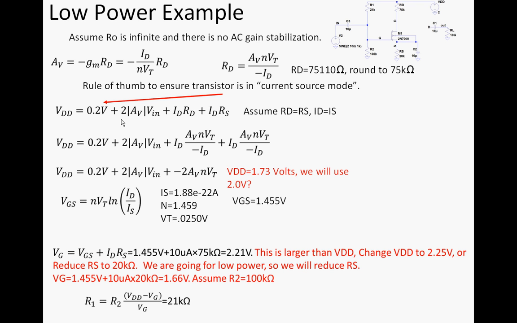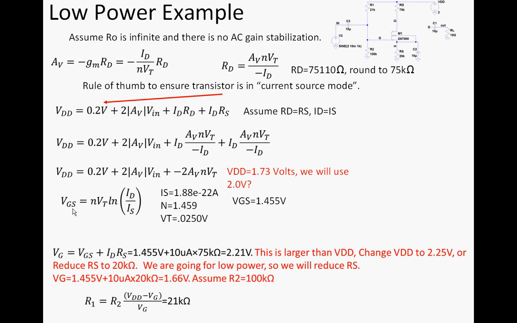Now, of course, the gain is swinging around and changing VDS, so you have to add that. Then you have this voltage drop, and then you have that voltage drop. Now, yes, I did assume that there was no AC gain stabilization due to RS, but that's true at AC because I'm bypassing it with that capacitor. All right. I've also assumed RL is so big that it doesn't affect the equations. So if I solve for that, I can get a VDD of about 1.73, and I'm just going to round that up to 2 volts.